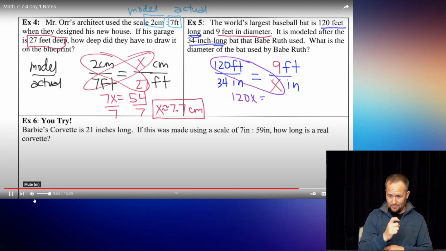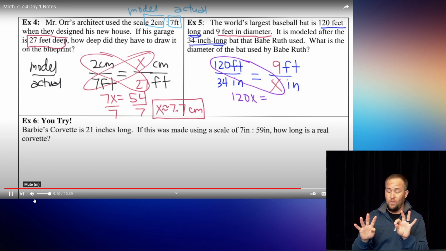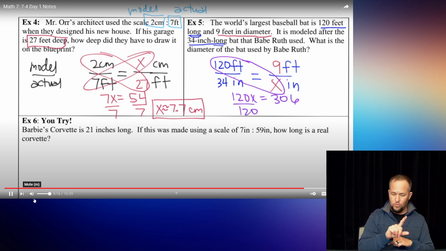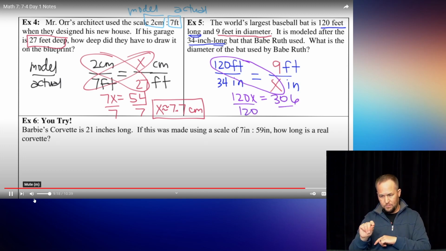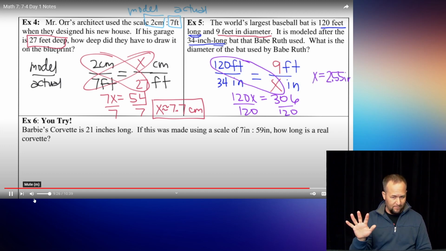120x equals, when I take 9 times 34, I end up with 306. And then to get x by itself, I divide both sides by 120. And when I do that, I have a nice terminating decimal, which means that it stops, of x equals 2.55 inches. Go ahead and box that in.